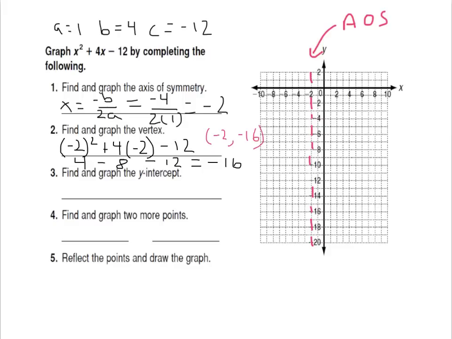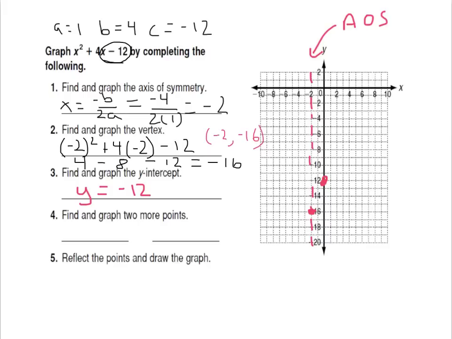So let's go ahead and plot that. So we'll go over to negative 2, down to negative 16. We know that it's going to be on our axis of symmetry. So there's that point. And now we need to find and graph the y-intercept. Well, our y-intercept is already given to us. Our y-intercept is right there in the equation, so negative 12. So we can go ahead and plot negative 12. And there we go. And then, well, let me write that down. Y equals negative 12.